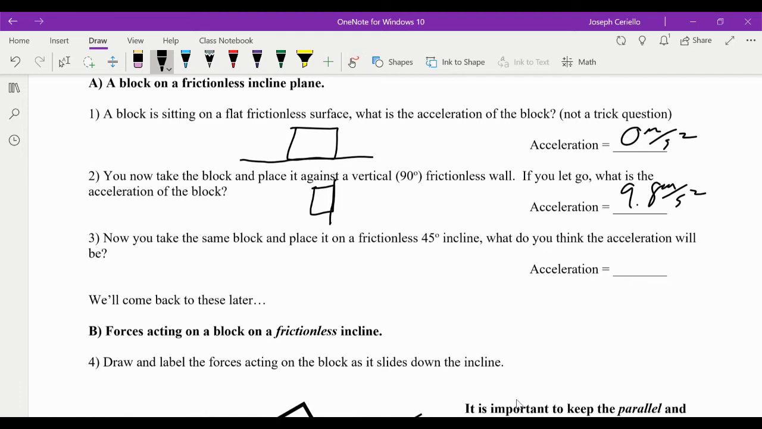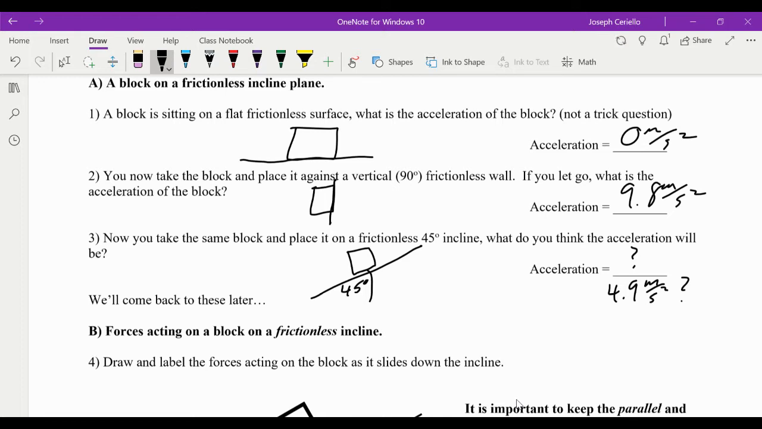This one's a little bit more challenging. What if the inclined plane were at an angle of 45 degrees? Okay, what would the acceleration be in that case? Many of you took guesses. I don't know. 4.9 meters per second squared, maybe. That's actually not the right answer, but that was a really common one that people picked.